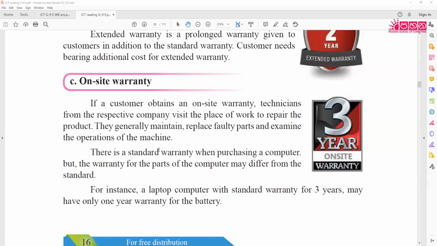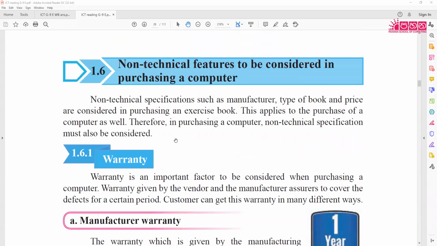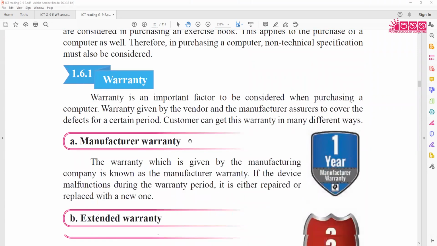When they say 3 years, you have to look carefully whether they provide 3 years of warranty for the entire machine, including the battery. Sometimes you can negotiate with the provider and get 3 years for the battery as well, but then you have to pay a lot of money for that, right? So that's about the warranty. One non-technical feature you should look at when you purchase a computer is the warranty period. It's very, very important.